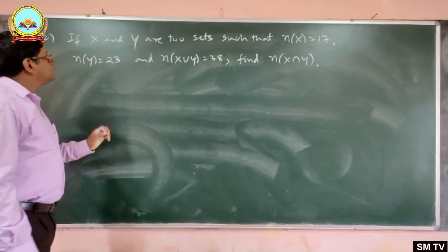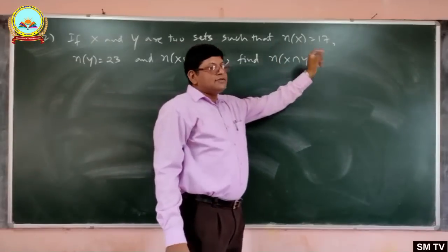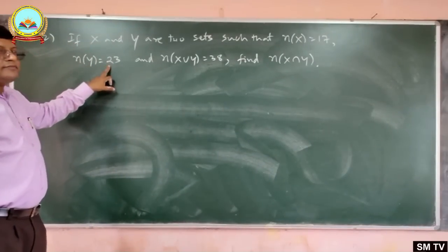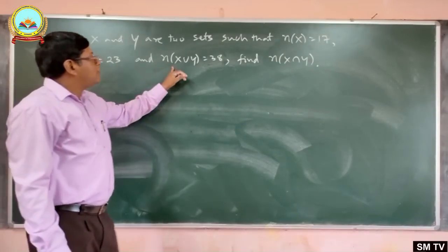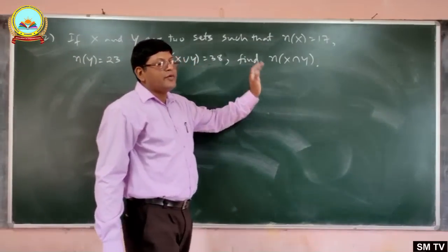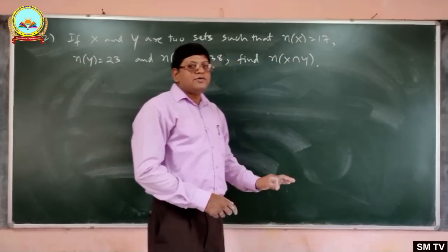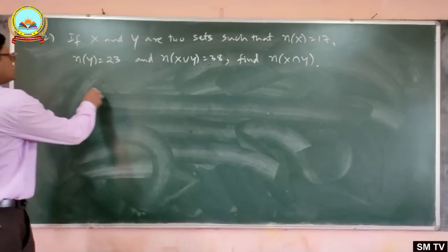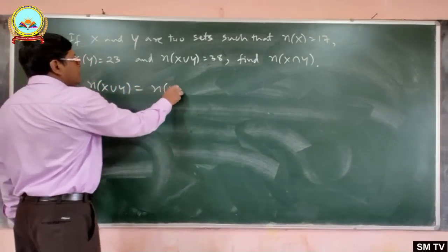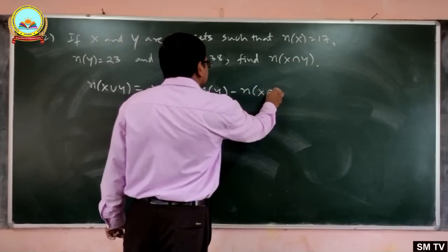Problem number 2. If x and y are two sets such that n of x is 17, that means set x has 17 elements. Similarly, n of y is 23, the set y has 23 elements. N of x union y is 38, that means the set x union y has 38 elements. The question is, what is the number of elements in the set x intersection y? So use result number 2. Write that formula, n of x union y is equal to n of x plus n of y minus n of x intersection y.